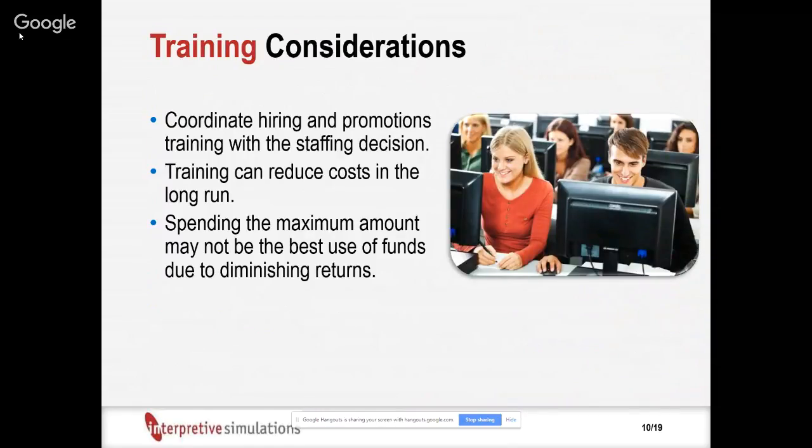Training can also reduce costs in the long run. But just because you're spending the maximum amount on training doesn't mean that you're going to get the best results for the money that you're spending. So always keep that in mind.